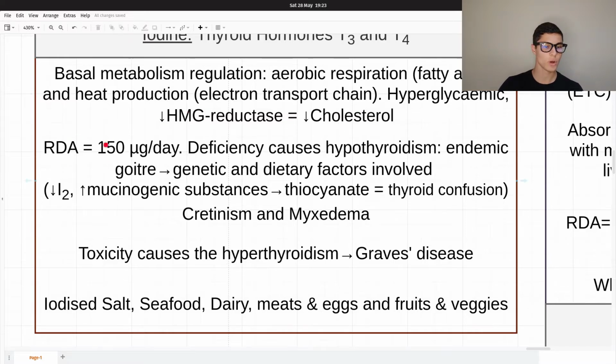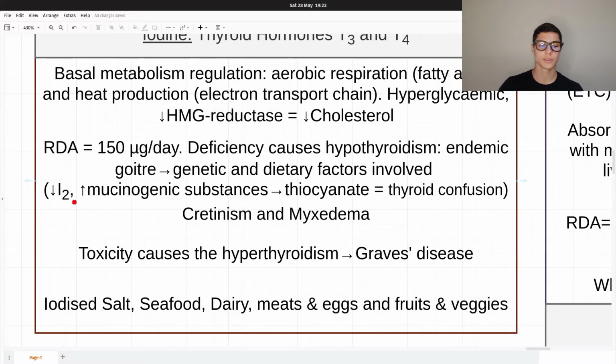The FDA says 150 micrograms a day. The deficiency causes hypothyroidism, which means endemic goiter, and genetic and dietary factors are involved in that.